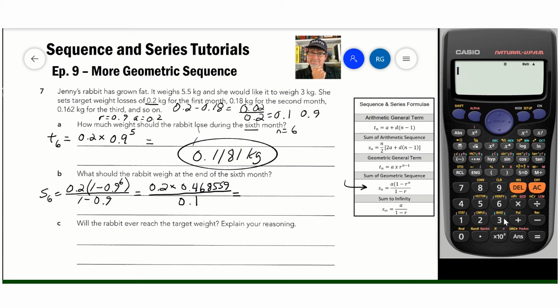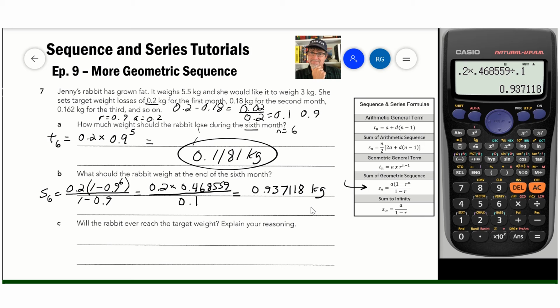So we've got 0.2 times 0.468559 divided by 0.1, and that gives us 0.937118 kilograms. That's how much the rabbit has lost.